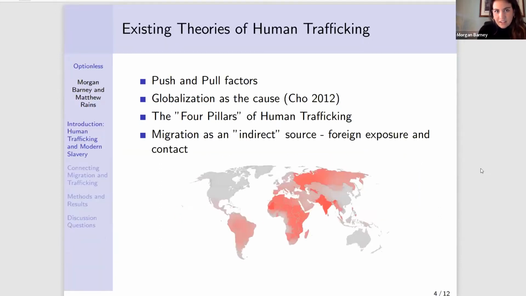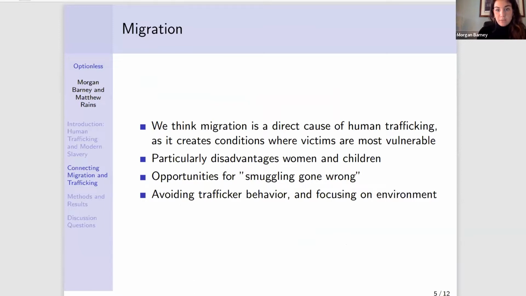So there are a lot of existing theories as to why human trafficking occurs. These can be the push and pull factors that motivate traffickers and seduce individuals into the trade. Cho in 2012 talks about globalization being the root cause because there's more movement of persons and freedom of borders and shifting of people around, that this is one of the main causes of human trafficking. And in that paper, he further deliberates what he calls the 4 pillars of human trafficking. And others pose migration more as an indirect source of human trafficking because of the foreign exposure and contact. But in our theory, we really want to focus on migration as a direct cause of human trafficking.